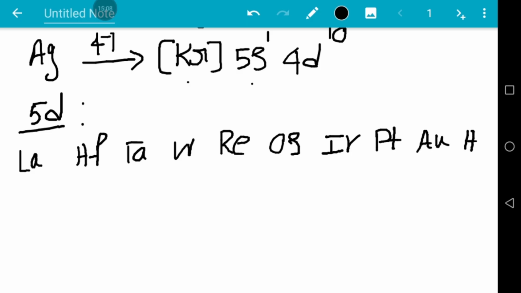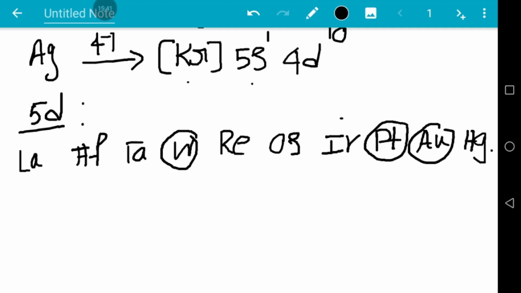Those are the wolfram, that is the wolfram. Next one, platinum and gold. Platinum and gold, these are having 6s1 configuration. Here in 5d, lanthanum, what is the atomic number? 57 is the atomic number. So 57, what is the nearest noble gas? That is xenon, xenon is the nearest noble gas.